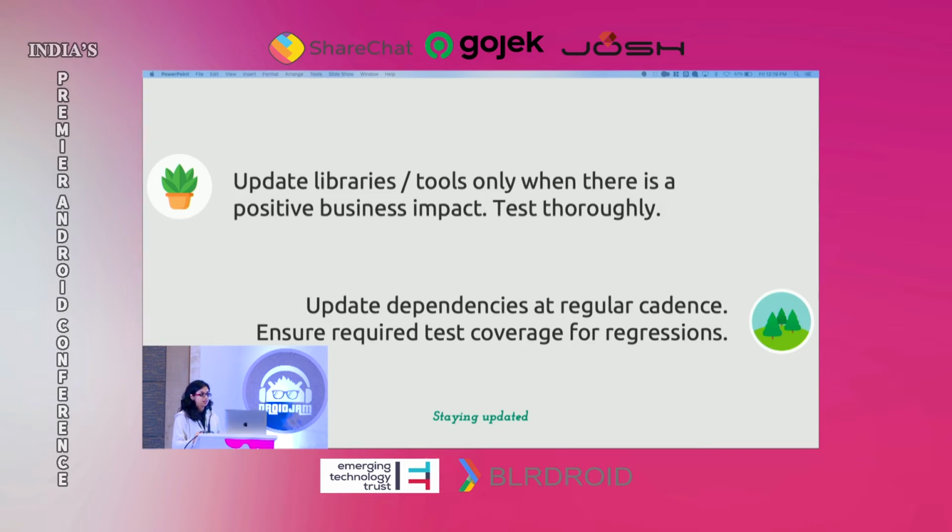Maybe something was deprecated, or minimum SDKs changed, all those things, so it's best to make a note of that as well. And for MNCs, because the code base is so large, even a small change can cause major ripples throughout. So that's why it's recommended to update the dependencies at a regular cadence, and also, of course, ensure that the required test coverage is there for regressions.